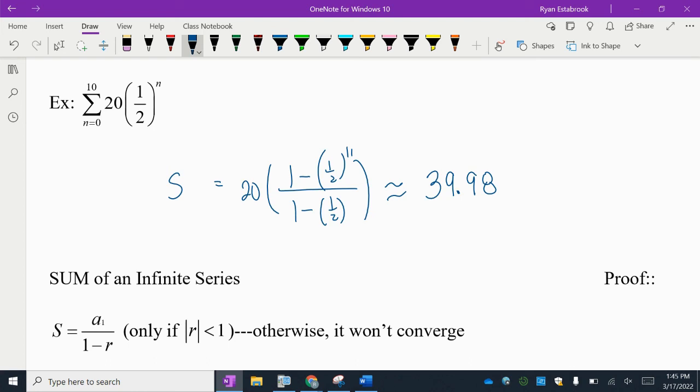So we want 3 decimal places. This 0 at the end is a significant digit. It's showing that we're precise to 3 decimal places. So it's about 39.980. That is the sum of that series.